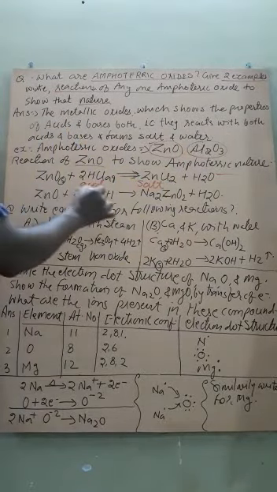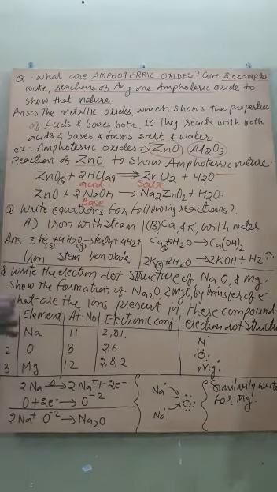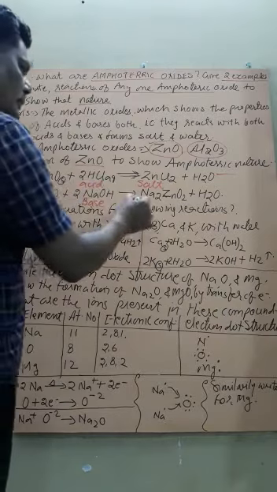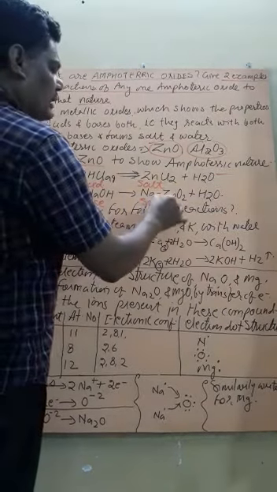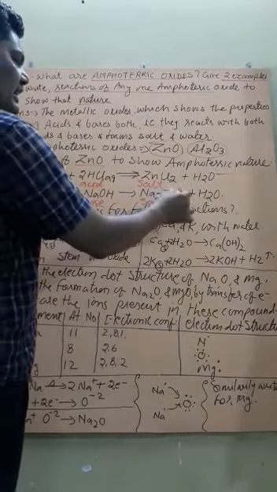Similarly, when ZnO reacts with sodium hydroxide, now the sodium hydroxide is called what? Base. So when it reacts with base, again it forms the same compounds: salt and water. Now that is called sodium zincate. This is called zinc chloride.